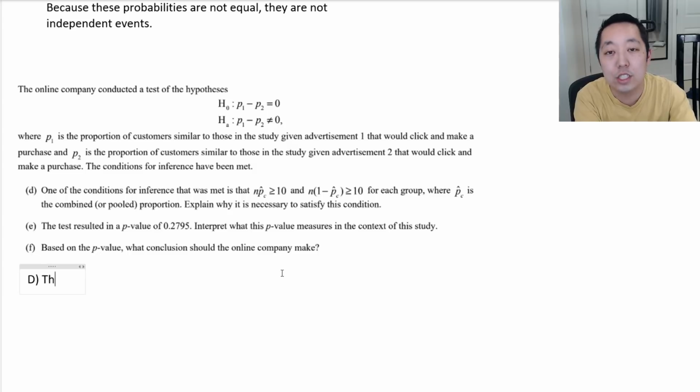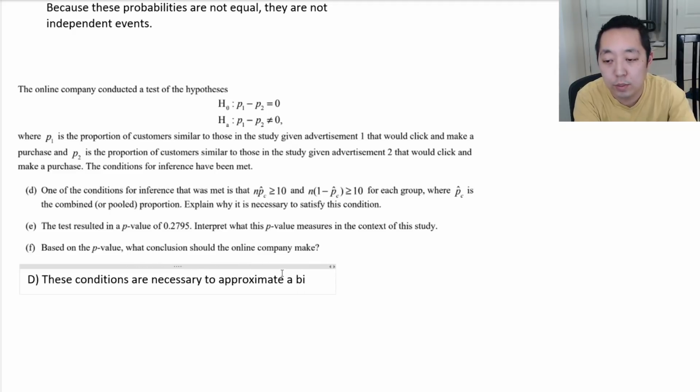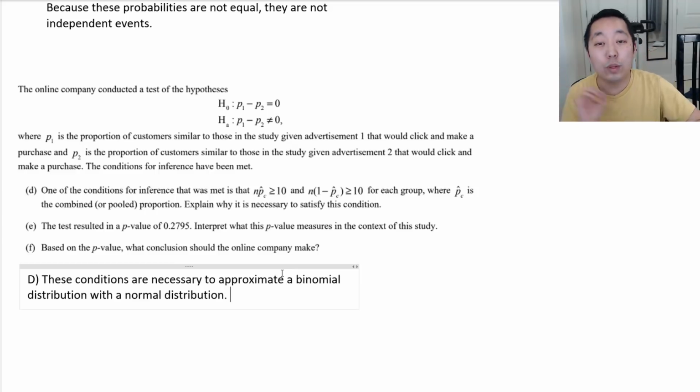So these conditions are necessary to approximate a binomial distribution with a normal distribution. That's what those conditions are for. I don't know if they want you to talk about the pooled part. Like, in general, that's what those conditions are for.